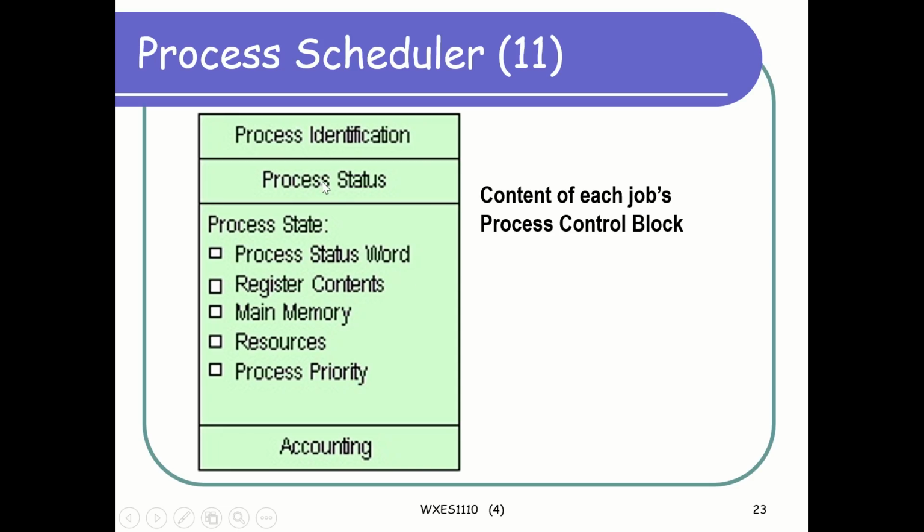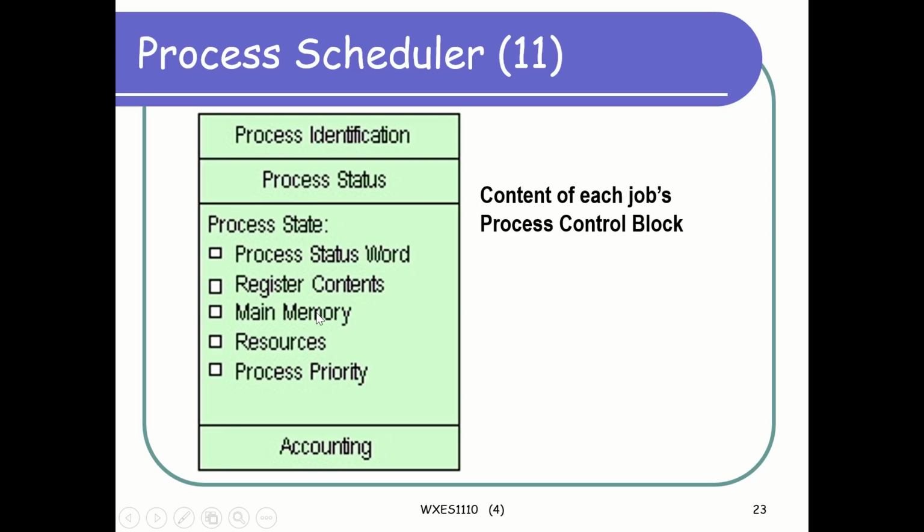So this is the contents of the process control block. The first one is the process identification. Each job is identified by user identification and a pointer connecting to its descriptor. Then you have the process status: hold, ready, waiting, running, and so on. Then you have the process state, the process status word, the current instruction counter and register contents when the job isn't running. And then you have the register contents, the contents of the register if the job has been interrupted and is waiting to resume processing.